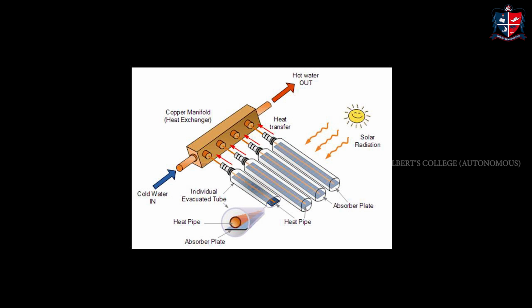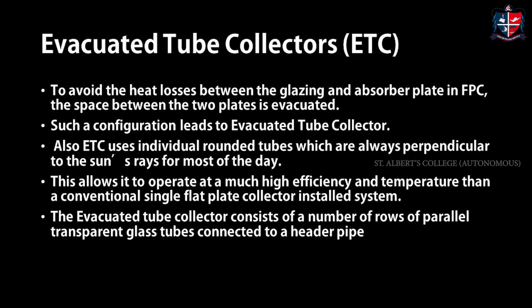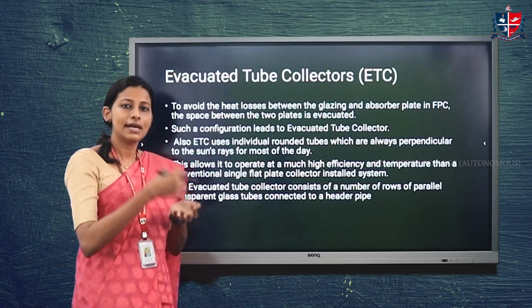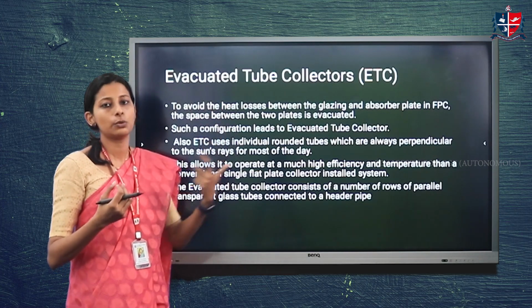So through this inlet, when cold water comes, it meets these tubes. These tubes are collecting the solar radiation, and the heat is being transferred into this main header. So into the main header, the heat is being transferred, and that heat finally comes out as hot water. So let's just summarize an ETC once more. To avoid the heat loss between the glass plate and the absorber plate, we create a vacuum there. That vacuum is what makes it special. That is why it is called an evacuated tube collector.